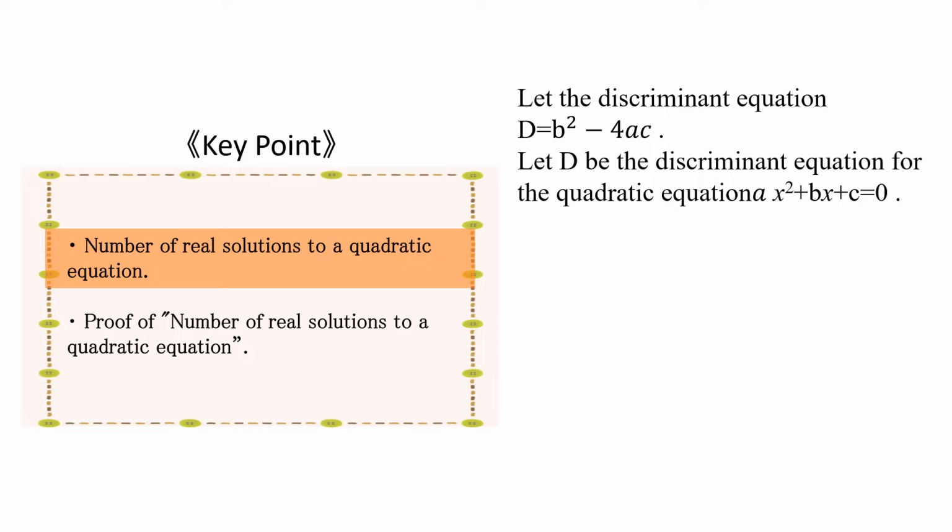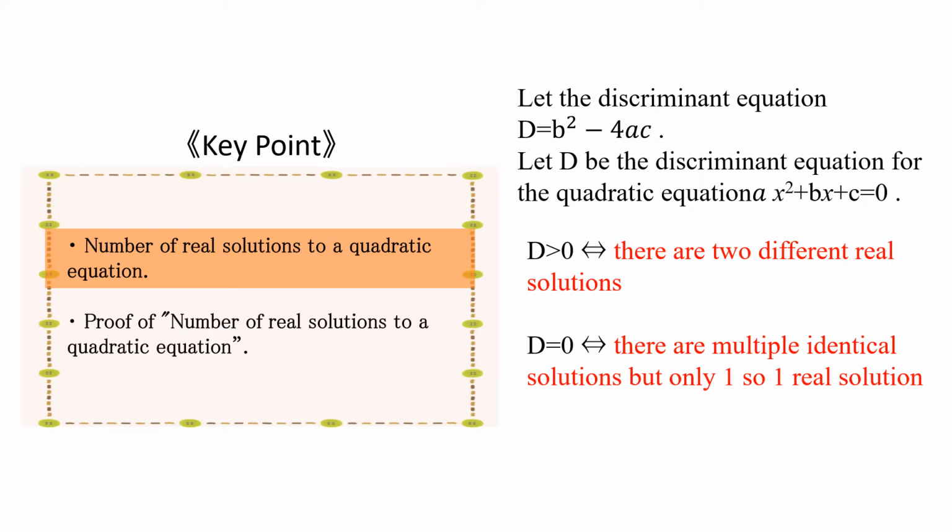Let D be the discriminant of the quadratic equation ax squared plus bx plus c equals 0. The value of D allows us to determine the number of real solutions to the quadratic equation. If D is greater than 0, then there are two different real solutions. When D is equal to 0, there are multiple identical solutions but only one, so a total of one real solution. When D is less than 0, it has no real solutions.